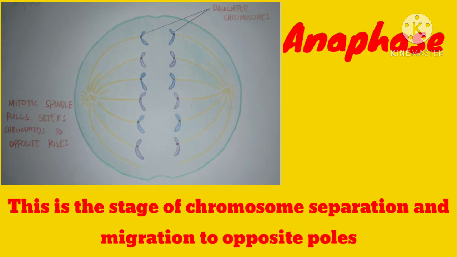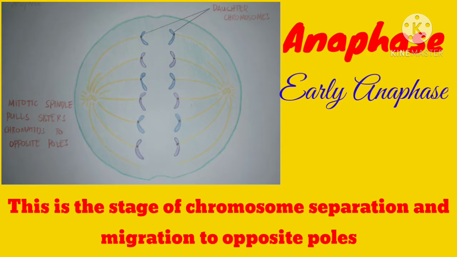Anaphase. This is the stage of chromosome separation and migration to the opposite poles. Early anaphase. Chromatid pairs split or separate from each other through the pulling force of the spindles and begin to migrate to the opposite poles. Each chromatid is now considered an individual chromosome.